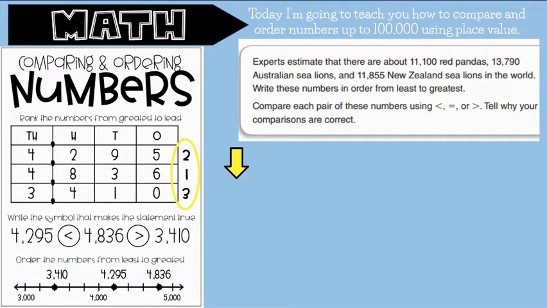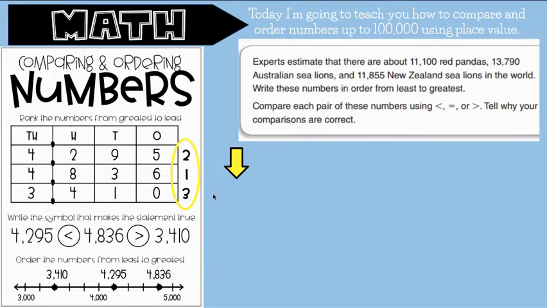Those seem really cool. I want you to write these numbers in order from least to greatest. And then I want you to compare each pair of those numbers using the less than, equal to, or greater than sign. And you're going to tell why your comparisons are correct.